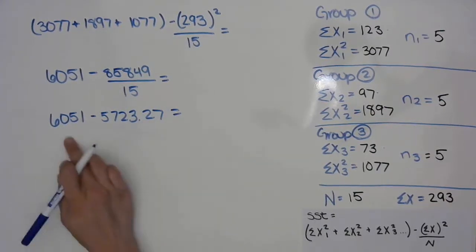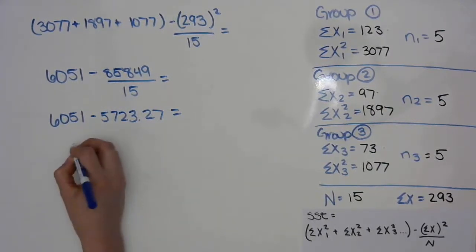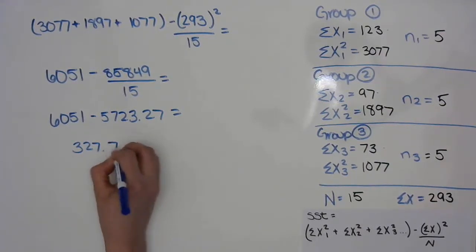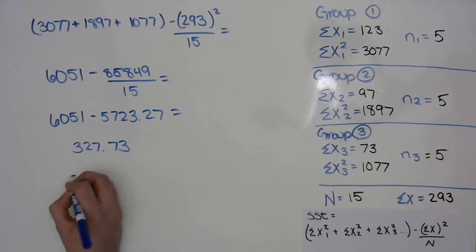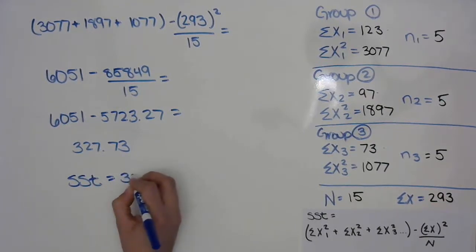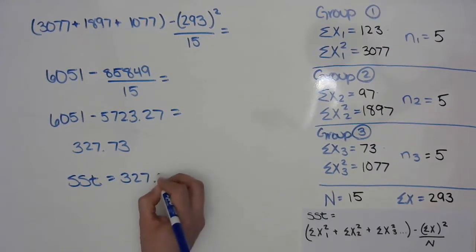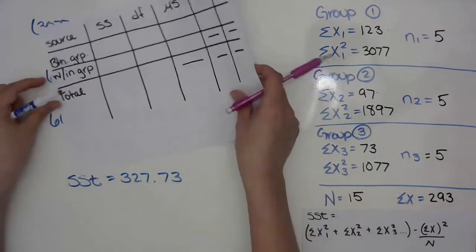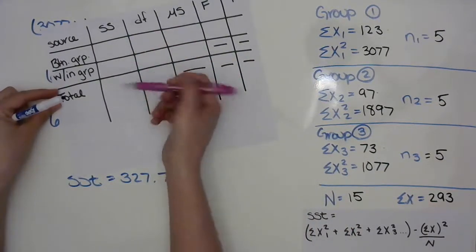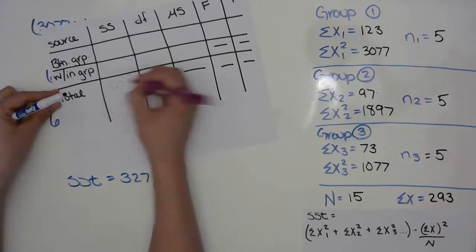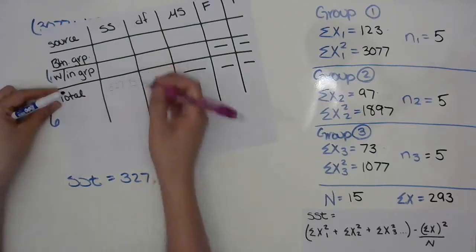Okay, and then we just subtract those, and that gives us a final value of 327.73. So our SST is going to be 327.73. Let's get our table out here and record that value. So SST is going to be right here: 327.73.